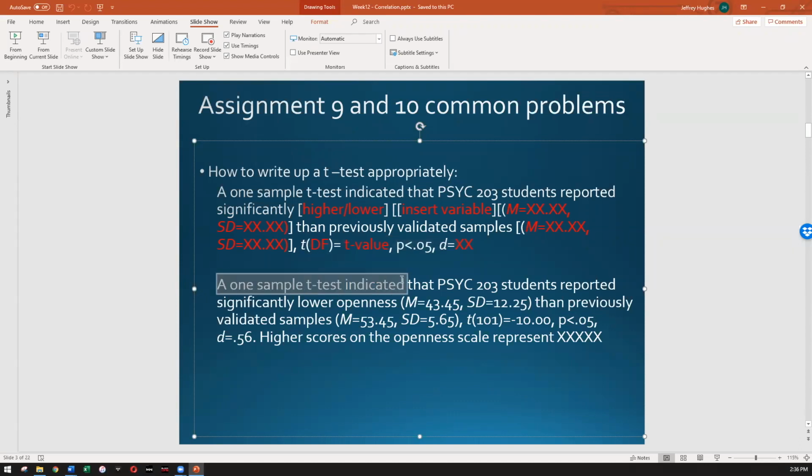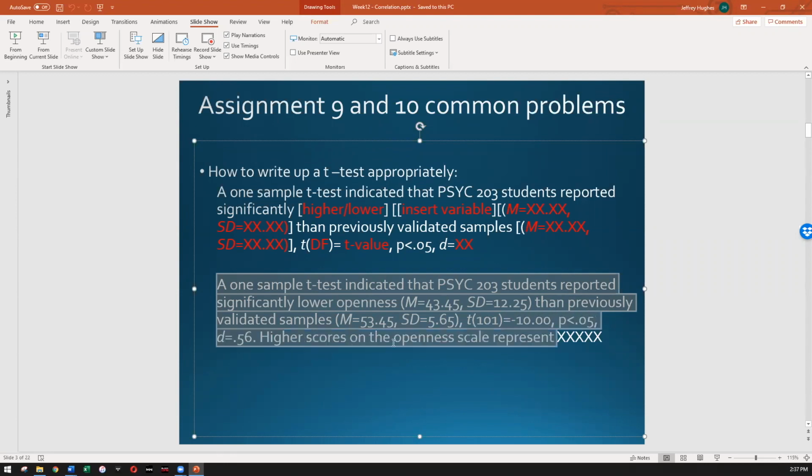A one sample t-test indicated that Psych 203 students reported significantly lower openness, and here's the openness average and standard deviation for Psych 203 students. Then previously validated samples, here's the validated sample average for openness. And then we get into our stats: t(101) equals the t-test stat, p less than 0.05, and our Cohen's d. And then at the very end, we have some interpretation of higher scores on the openness scale represent blah, blah, blah.